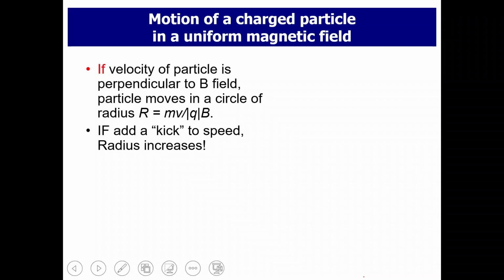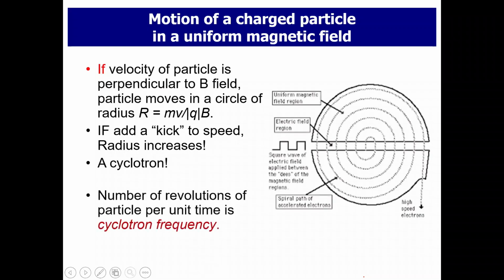Now, if the velocity of the particle is exactly perpendicular to the magnetic field, then we're going to get that perfect circle. But what if you have a little variation in that? What if you give a little kick to the speed? The radius is going to get bigger, which is how we create a cyclotron. So here is an example of how a cyclotron works. The kick is going to be created by an electric potential difference.